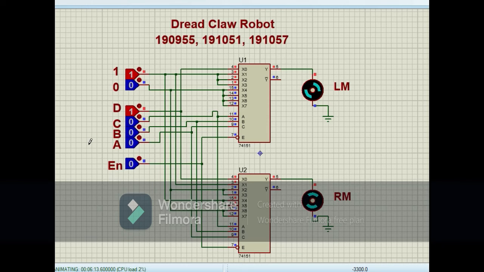So we see that our designed logic is perfectly working in Proteus, and now we are going to implement that circuit on the hardware. After this we have to make our circuit for the hardware.